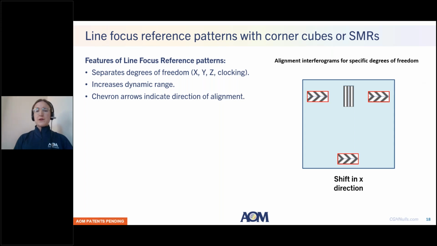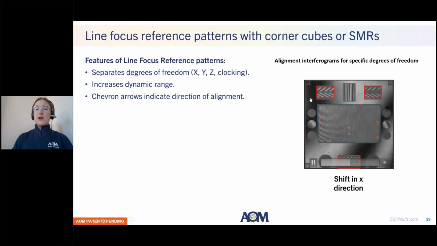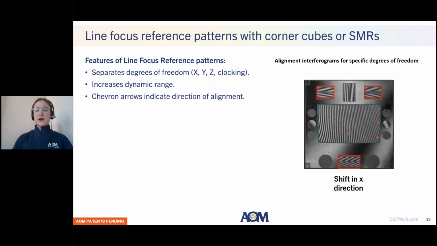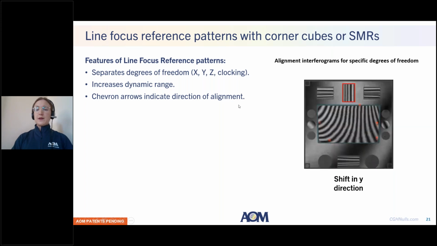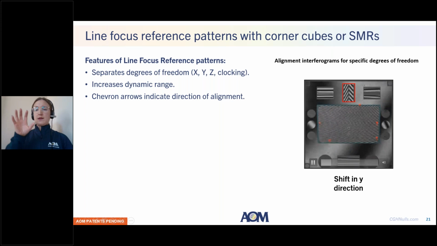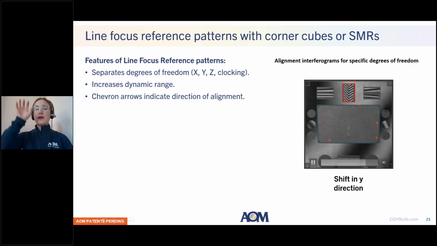I'll show each degree of freedom with some movies to show more detail. In this case, if the test optic is shifted in the X direction, we'll focus on these 3 patterns. And you'll see that they all point in the same direction, indicating decenter in the X direction. If we want to focus on decenter in the Y direction, we'll focus on just this pattern here. And you'll see that there are more tilt fringes in that pattern as it's misaligned in Y. And here I go in each direction.